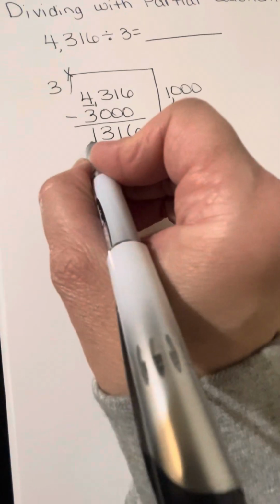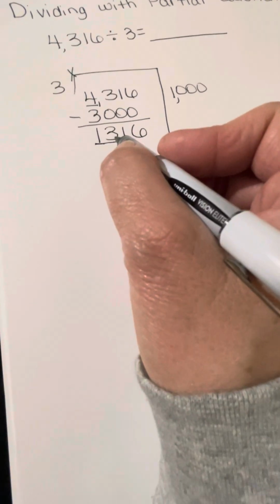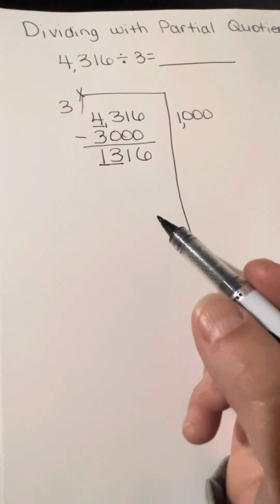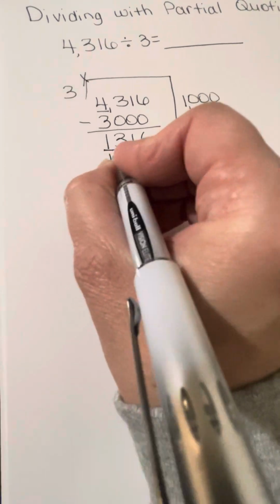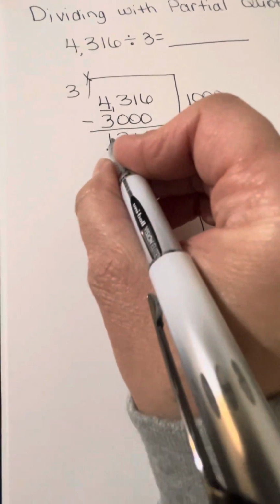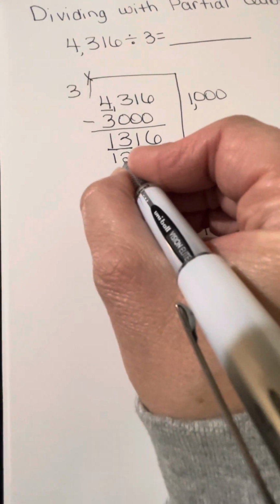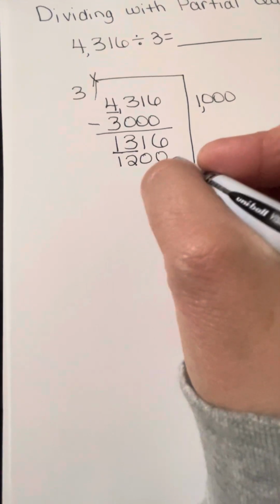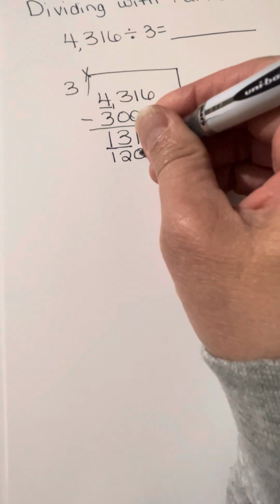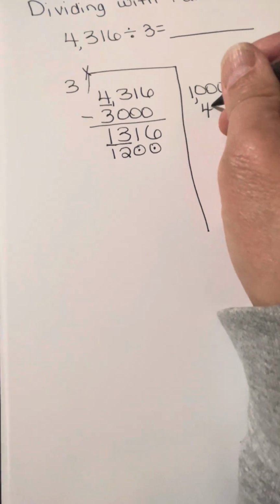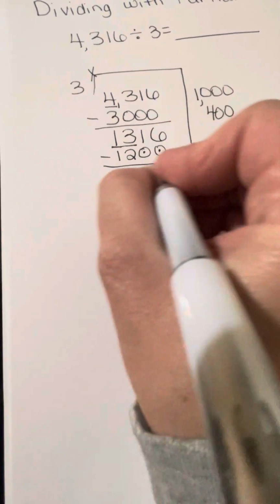Can 3 go into 1? No. So we look at 3 going into 13. 13 is not a multiple of 3, but you can use 3 times 4, and that would give you 12. But we know this is not just 12. We know this is 1,200. So that means to get 1,200, we multiply 3 times 4, and then we have to increase that by multiplying by 100, as we did the 12. And we're going to continue. Subtract.